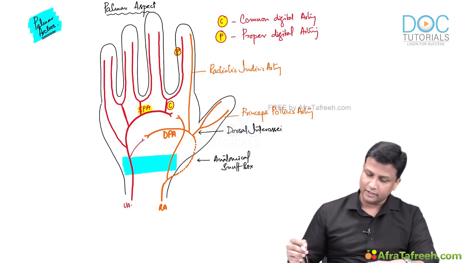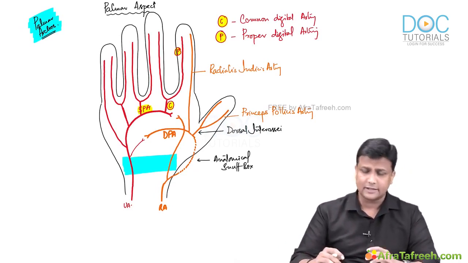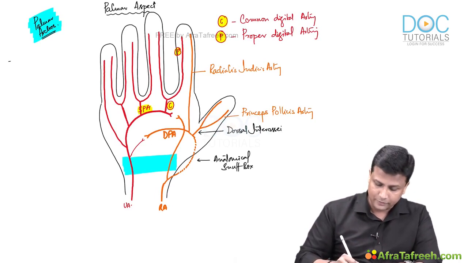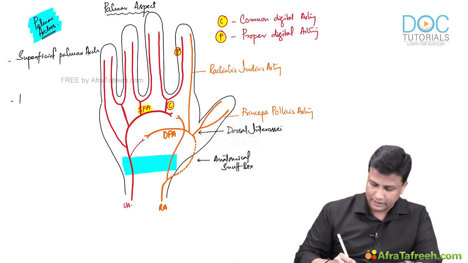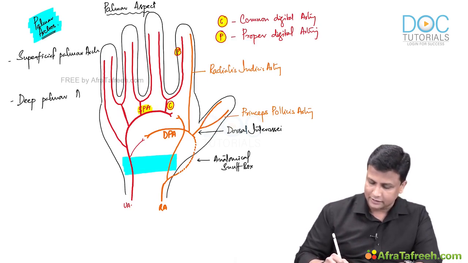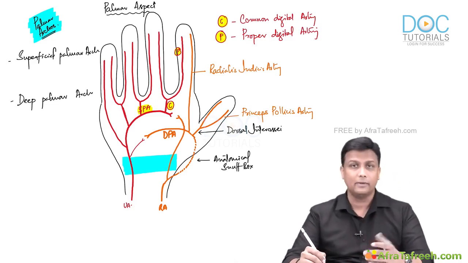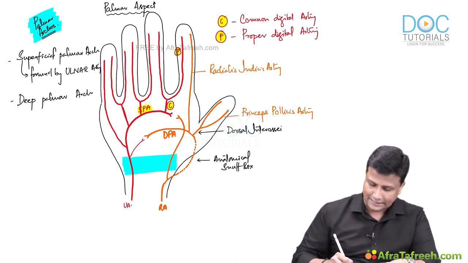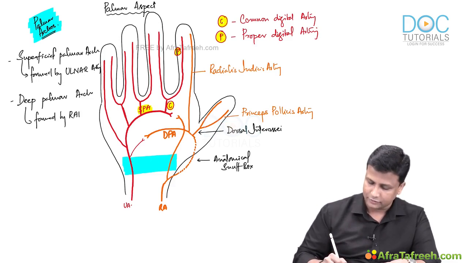So one last and final thing, which most of the time they'll be asking in the exam, and students are getting confused over there. Palmar arches, you will be having two of them. One is the superficial palmar arch. Another one will be the deep palmar arch. And you have to remember only one thing here, guys. Which arch will be formed by which one? Remember, superficial palmar arch is formed by the ulnar artery. And the deep palmar arch is the one which is formed by the radial artery.